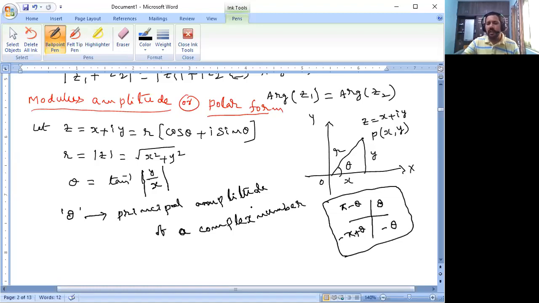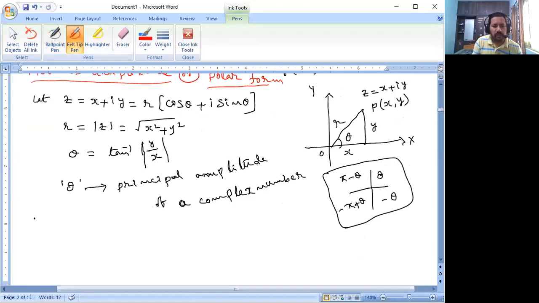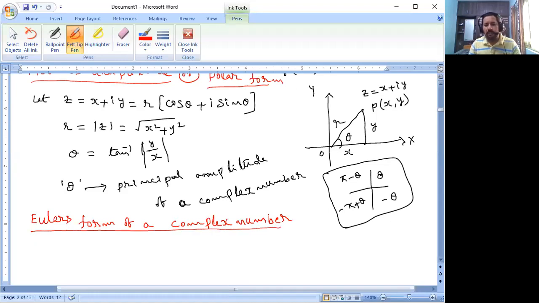Now go for the next concept, that is Euler's form of a complex number. So what is the Euler's form of a complex number? Now listen, let z be a complex number, and convert it into polar form, that is r(cos theta + i sin theta).